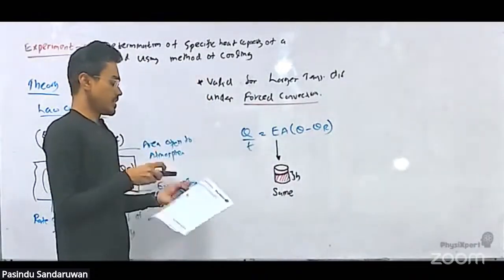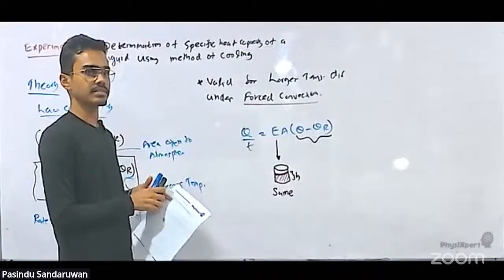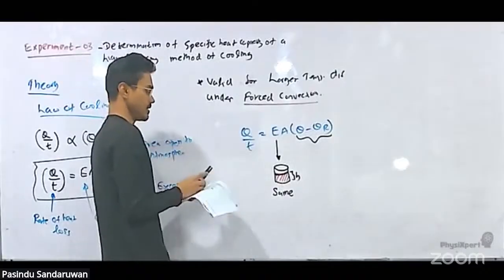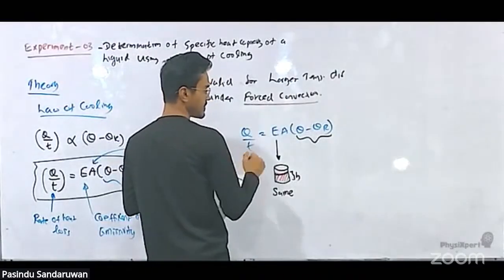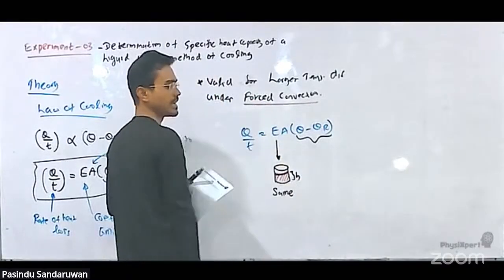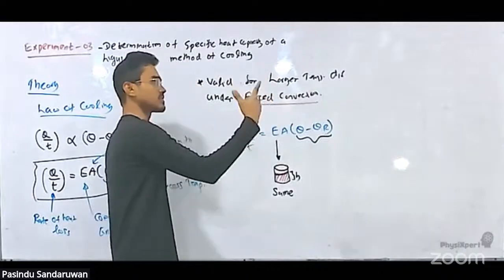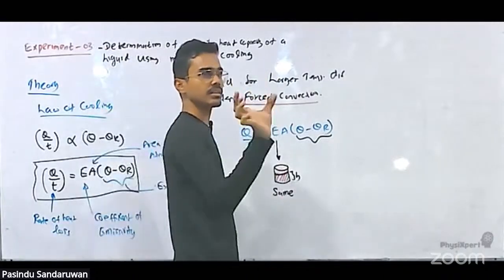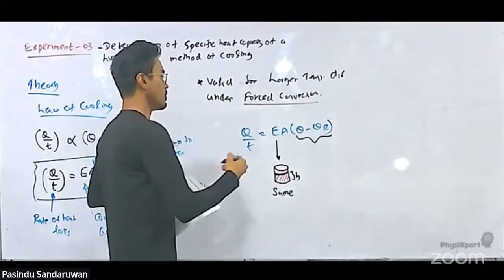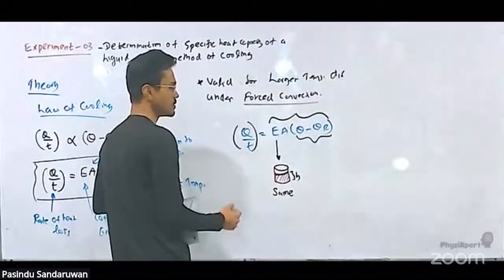And if we do all the calculations in the same temperature difference, theta minus theta r is also going to be the same. Then the whole right-hand side of the equation is constant: E is constant because the same calorimeter is used, A is constant because liquid and water are filled to the same height, and theta minus theta r is constant because we do all calculations in the same temperature range. Then Q over t should be constant. So therefore, our argument is this.